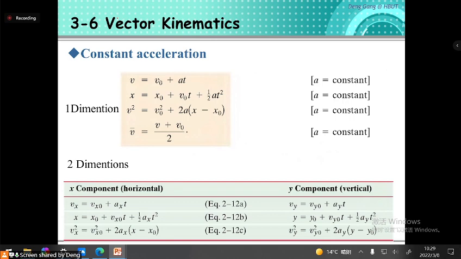Okay, we have shown you that all the equations in 1 dimension can be applied to 2 dimensions for each component. And when we compare this, the equations for the x and y components should be exactly the same as the equations in kinematics in 1 dimension. And this is for constant acceleration, and for all the other motions, that's the same.